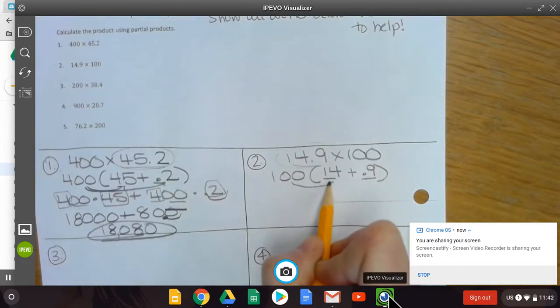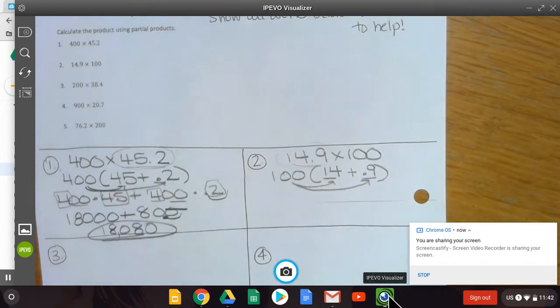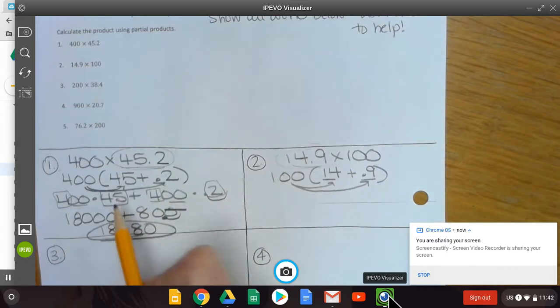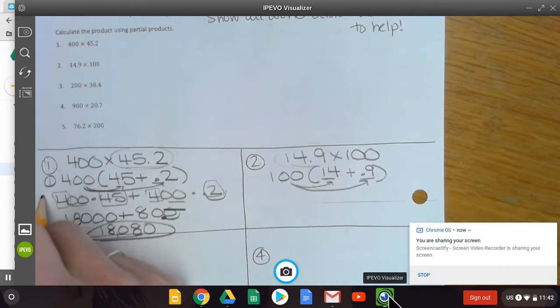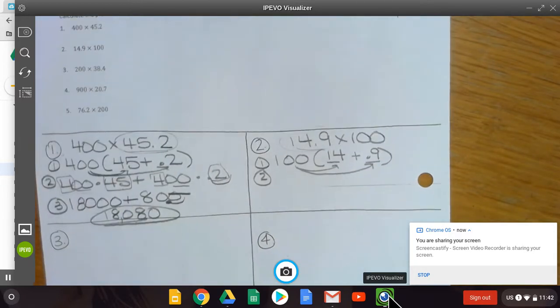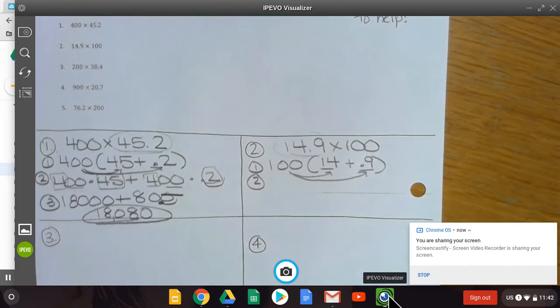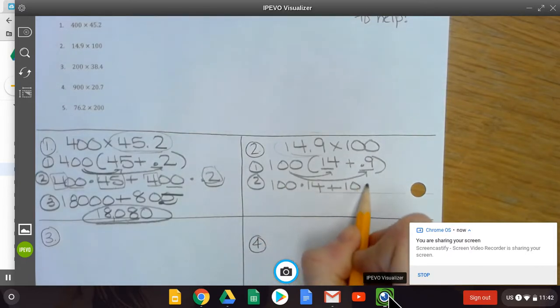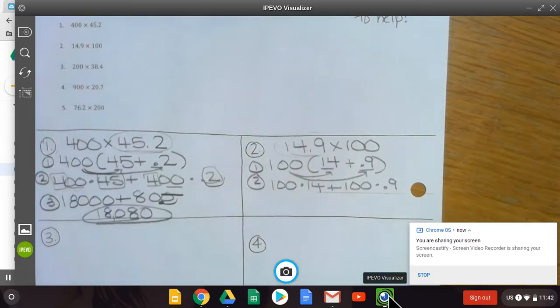Now the next step is to distribute. So go ahead. I want you to do this start part on your own. If you get stuck, you can always go over here and look at this step. So this is step 1, step 2, and step 3. So here's step 1. You're on step 2. Go ahead. Pause the video and try that on your own. So you should have 100 times 14 plus 100 times 0.9.